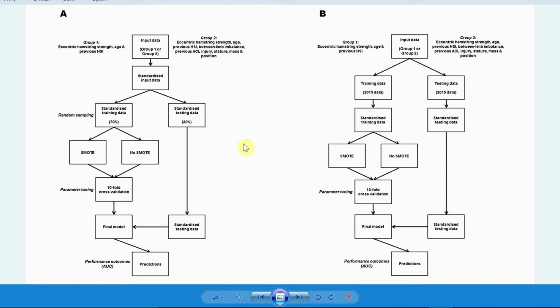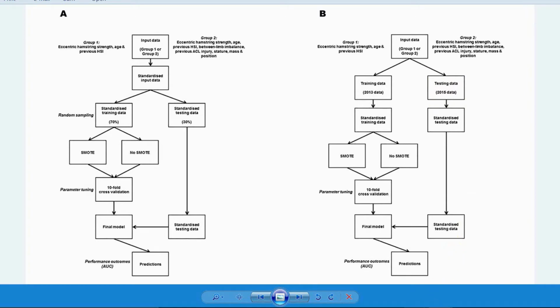So we did some individual within-year analysis where we took the 2013 data and randomly sampled it 10,000 times, and each time we used 70% of it as training data to predict the remaining 30% as testing data. We did this with the 2015 data as well. We also did some between-year prediction where we took the 2013 data and used it to predict the 2015 data.